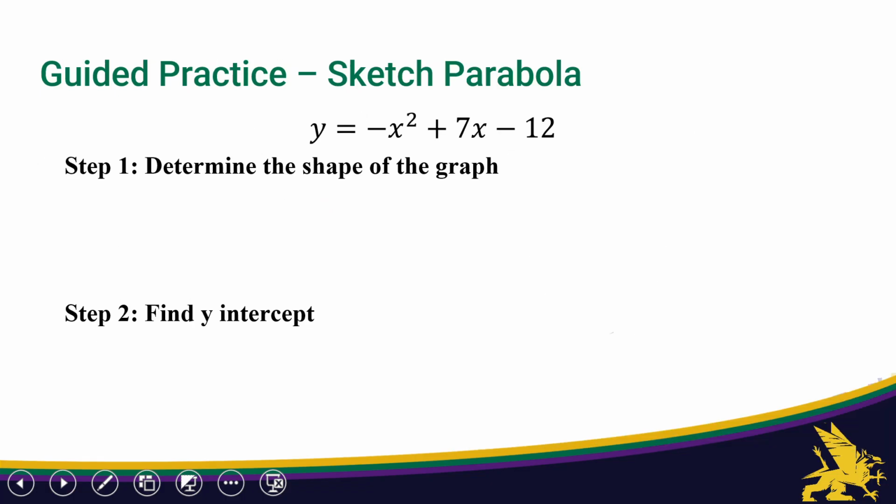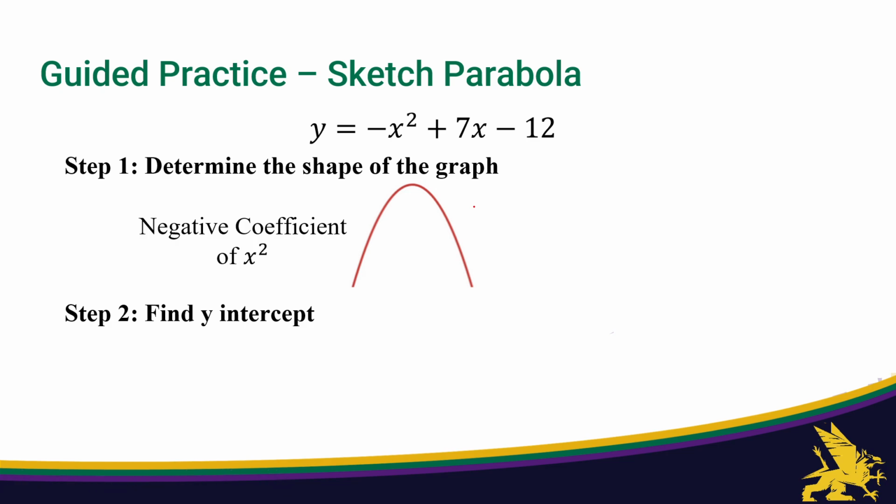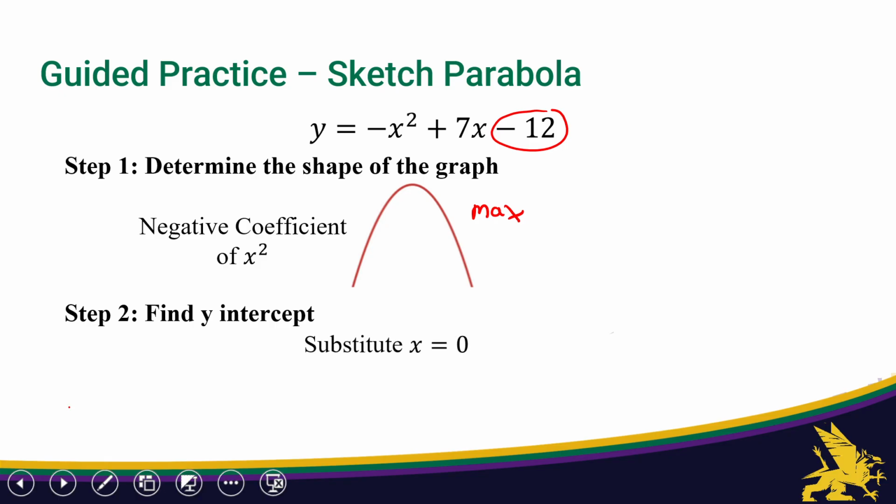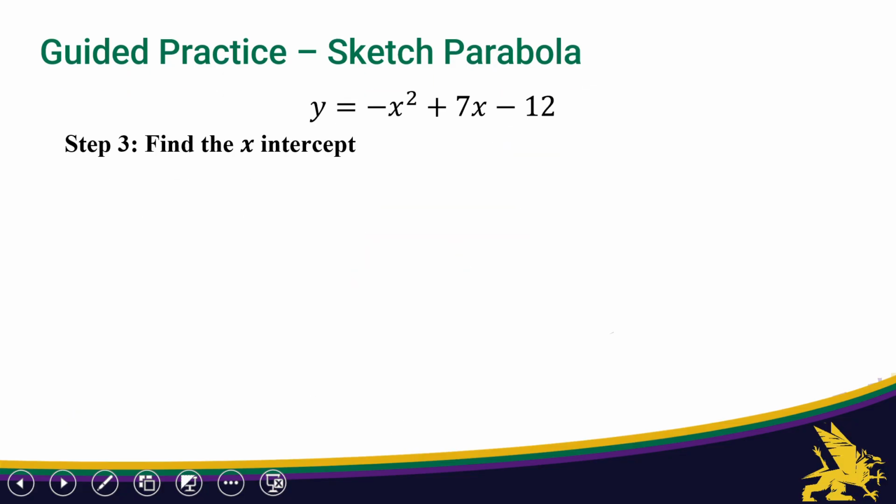Let's look at the next question. We've got y equals negative x squared plus 7x minus 12. So straight away, step one is always the shape. We've got a negative coefficient, which means it's going to be a maximum. To find the y-intercept, I could straight away look at the c, and it's negative 12. I can also substitute x equals 0, and I'm still going to get negative 12. So whichever method works for you.